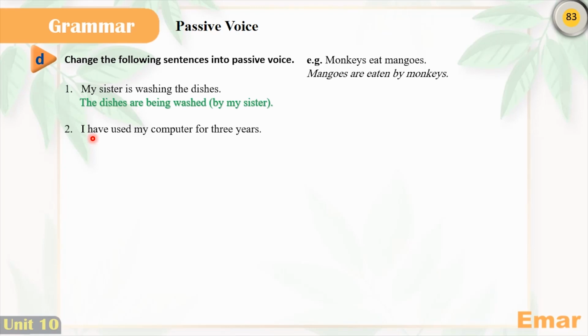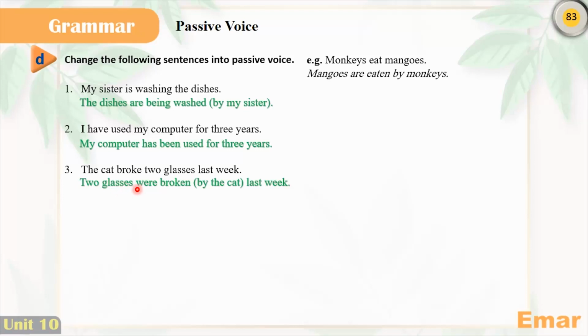I have used my computer for 3 years. The original verb is have used, which is present perfect. So we keep it. My computer is a singular noun, so we can't use have with it. We have to change the auxiliary verb. So, my computer has been used for 3 years. Number 3. The cat broke 2 glasses last week. 2 glasses is a plural noun. So we need a be that suits this plural noun in the past. The 2 glasses were broken last week.